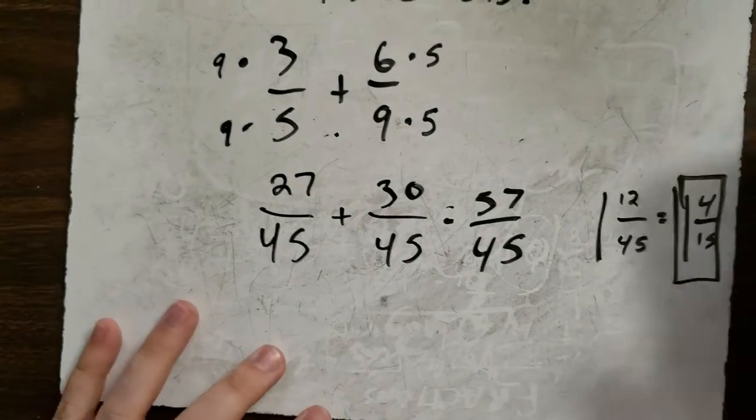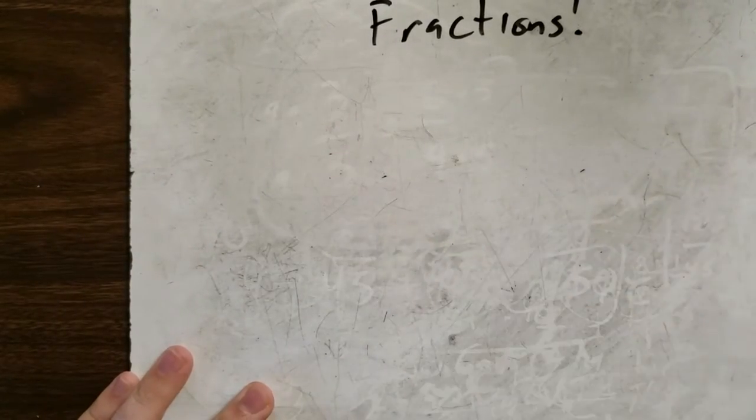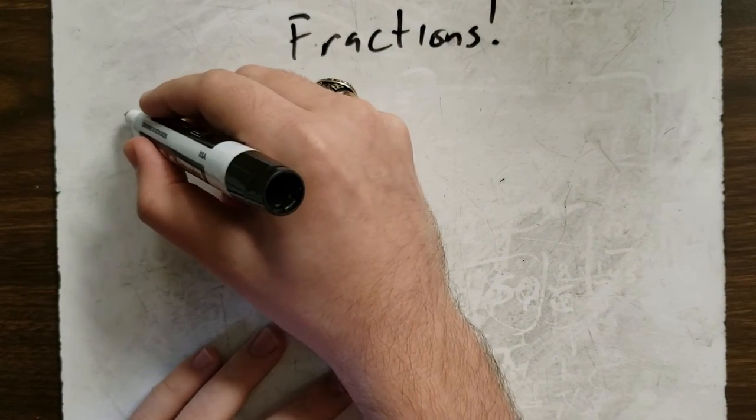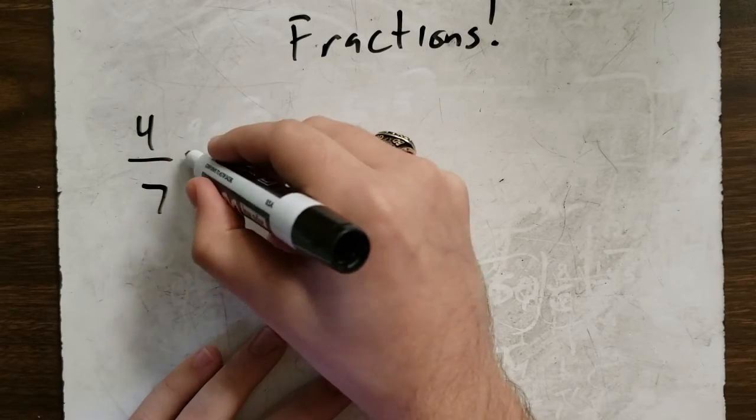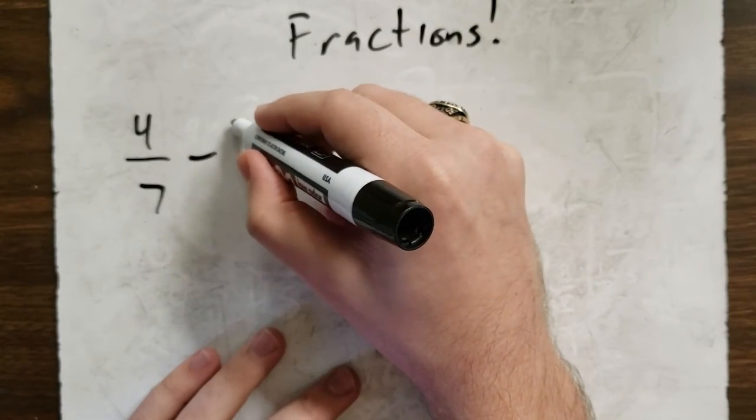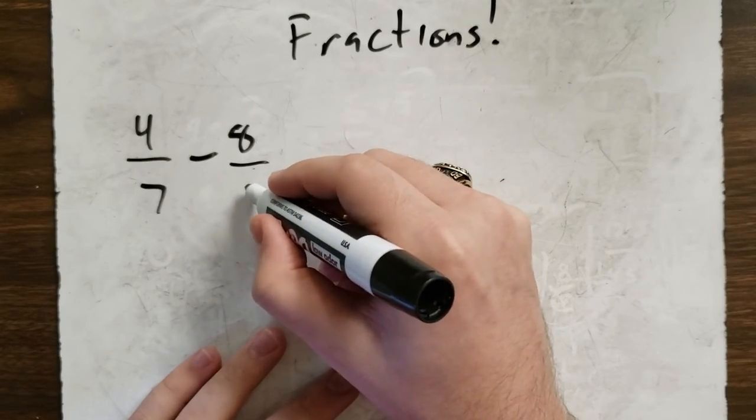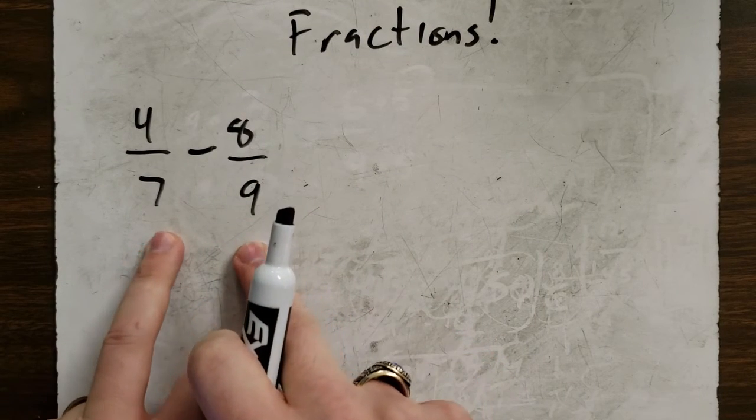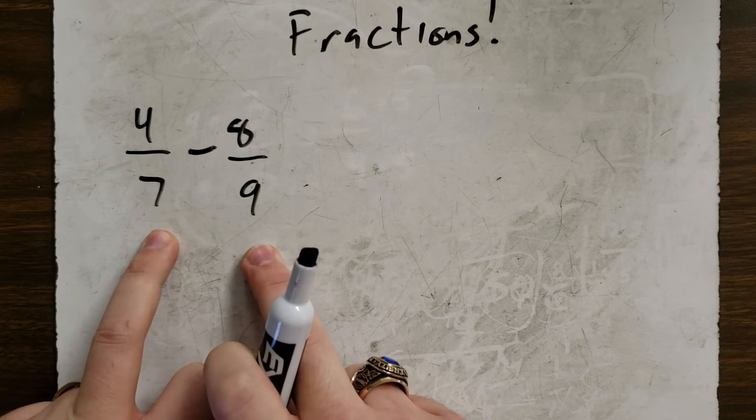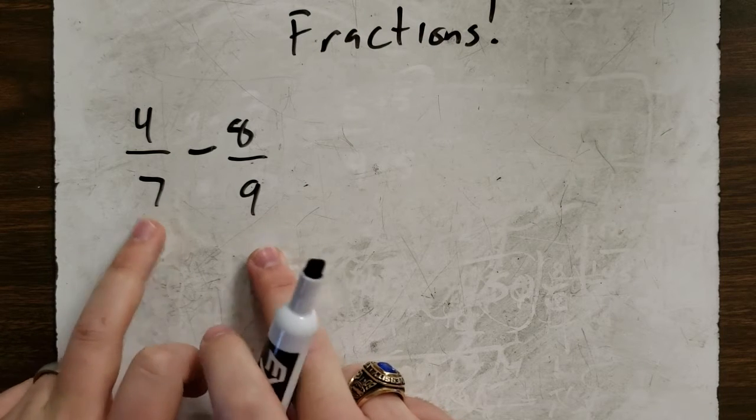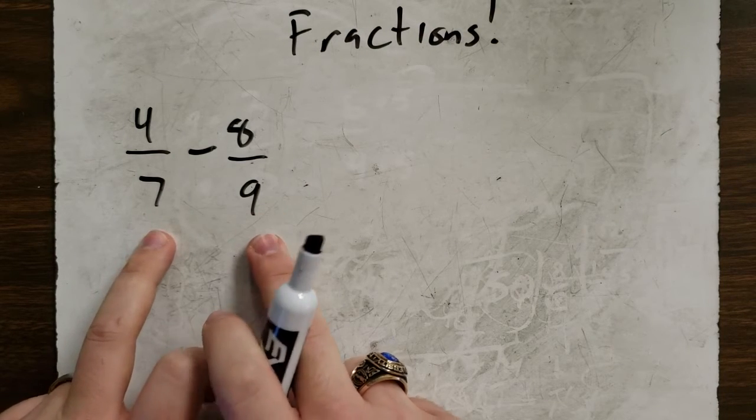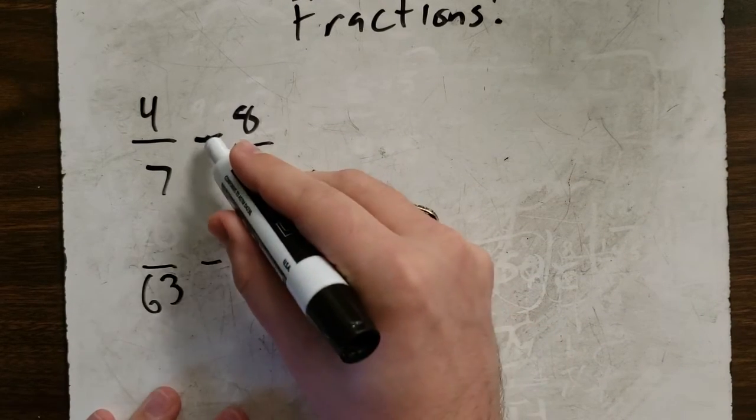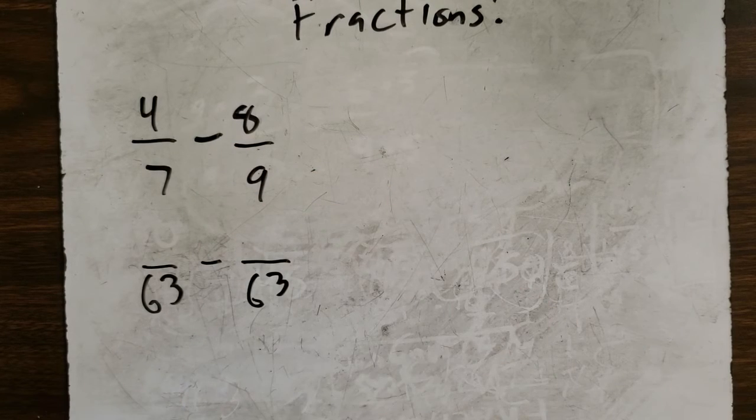Let's do one more with subtraction. Let's do 4 over 7 minus 8 over 9. So once again, we need a common denominator. So we look at our numbers. We have a 7 and a 9. To find an easy common denominator, all you have to do is multiply these two together. So 7 times 9 would be 63. 63 on this side, minus 63 on this side.